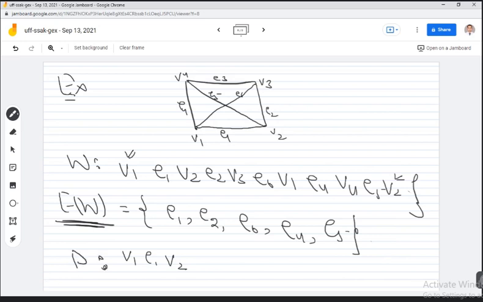Okay, and the edge set of the path is only E1. And from this and this, it is clear that EP is a subset of EW. If there exists a path, then the set of edges of the path will be a subset.